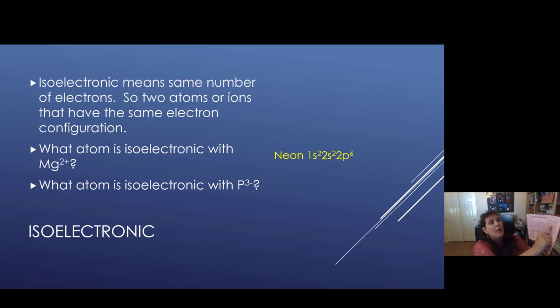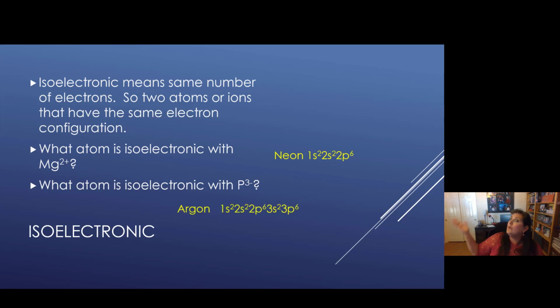P3 minus means we gained 3 electrons, so we're at 18 electrons. Who else has 18 electrons? Number 18, right? Argon. So argon and P3 minus are isoelectronic. They have the same electron configuration: 1s2, 2s2, 2p6, 3s2, 3p6. Again, we end in s2p6. Happy, happy, happy.